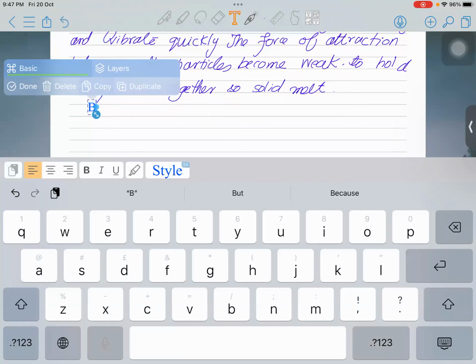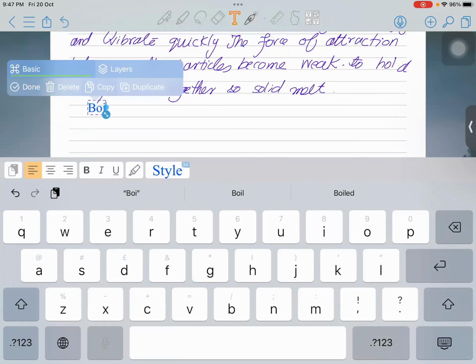Sir, so liquid to solid is an exothermic process? Yes, one process is endo, the second process is exo.